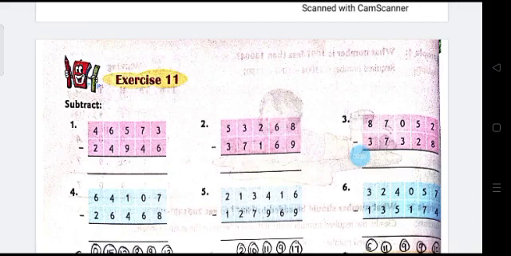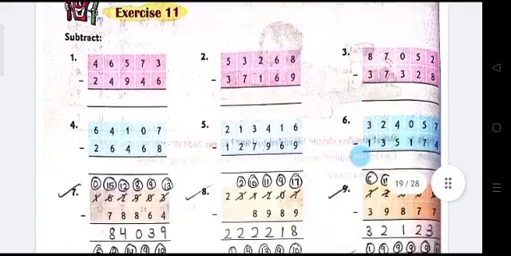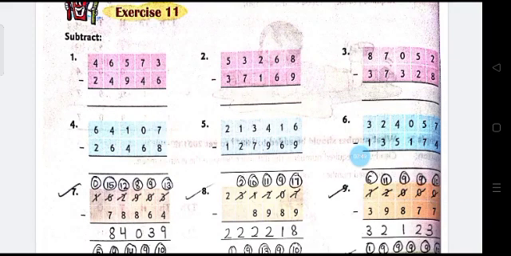So students, as you all know, in yesterday's class we started with the subtraction concept, and we did exercise number 10, which is based on subtraction without borrowing. So today we will be doing exercise number 11, which is based on subtraction with borrowing. Okay, so let us start with the questions. First, students, we will be doing the book work. We have to start with question number 7. So let me write the question for you and then we will solve it.